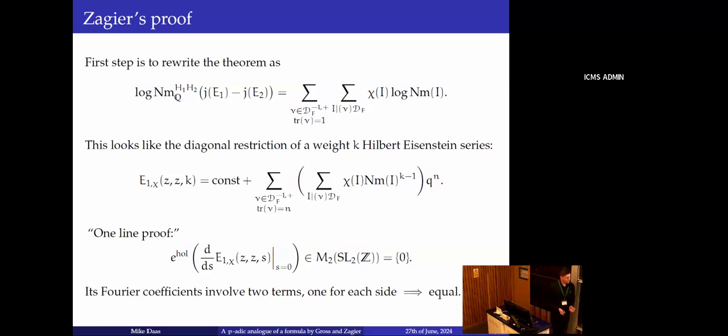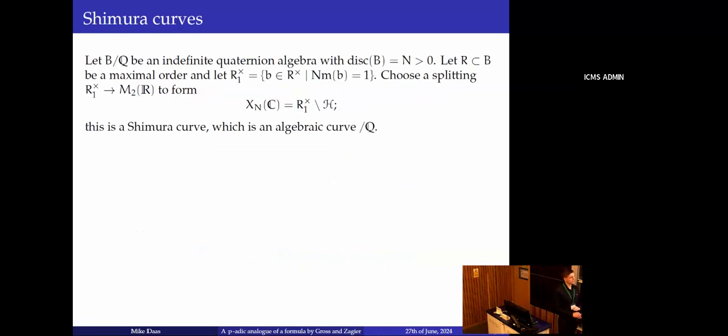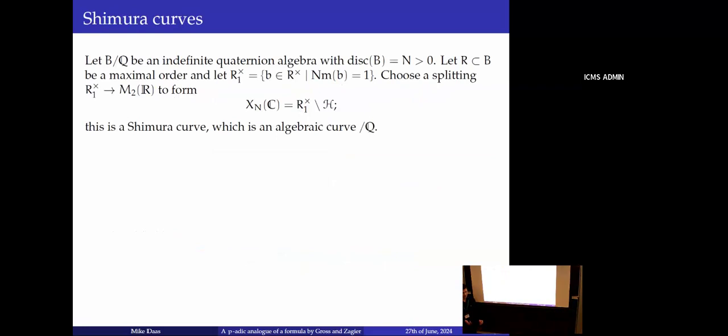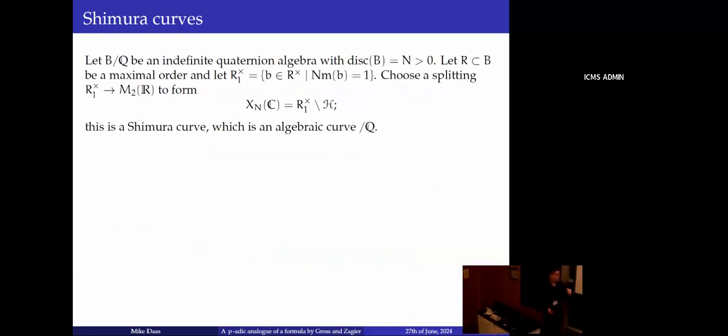So how do we go about generalizing this? Well, I want to change the setting a little bit by just going to a very easy class of Shimura curves. So no level structure. I just take an indefinite quaternion algebra. I take inside of it a maximal order. And then I choose the splitting, and I make it act on the upper half plane, and I can form this quotient, and that's a Shimura curve.